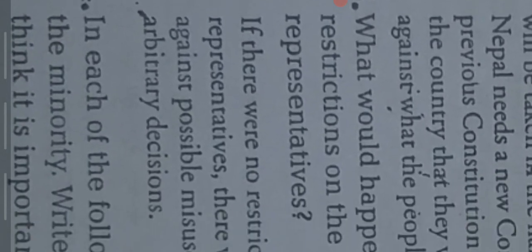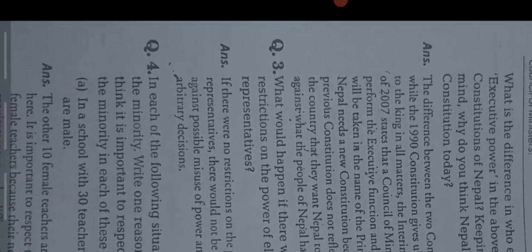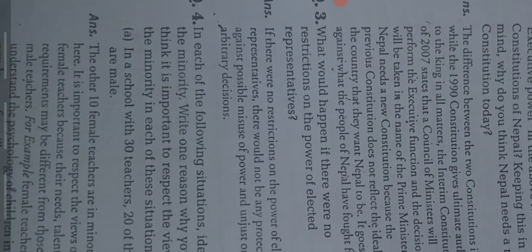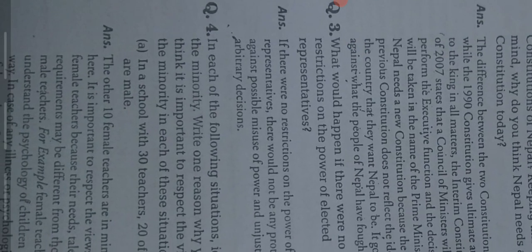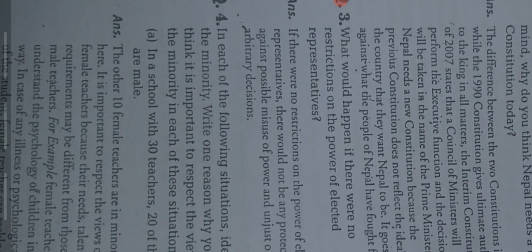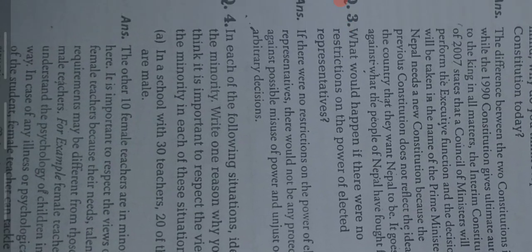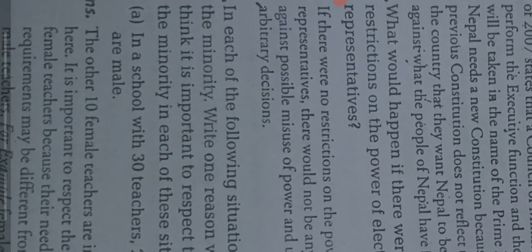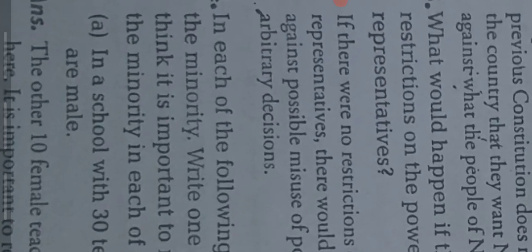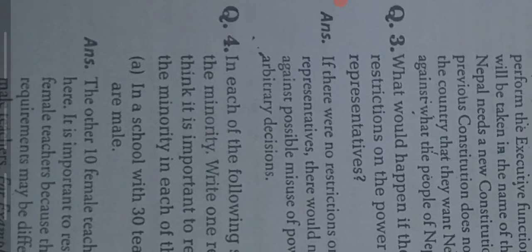Question number 3. What would happen if there were no restrictions on the power of elected representatives? Answer: if there were no restrictions on the power of elected representatives, there would not be any precautions against possible misuse of power and unjust or arbitrary decisions.